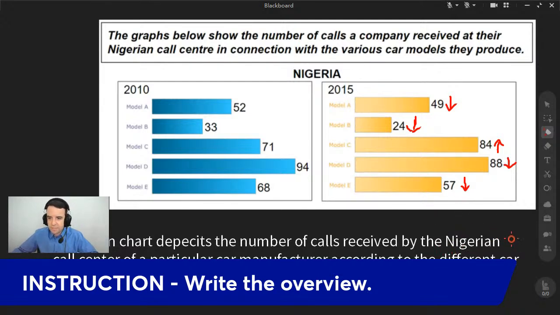What I would draw attention to after that is the fact that model D has the highest number of calls in 2015. It had 88. And it also had the highest number of calls in 2010. So just to avoid having a very brief overview, I would include that information as well. I would include the fact that Model D had the highest number of calls, or accounted for the highest number of calls, in both years. So that's what I would include in my overview. All right, so after that, let's have a look at Ranjana's.